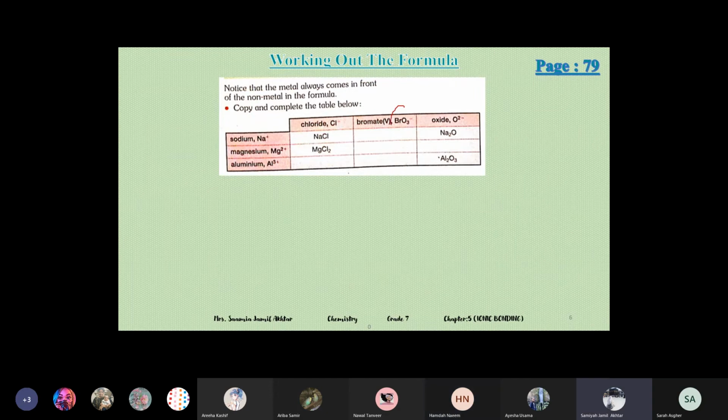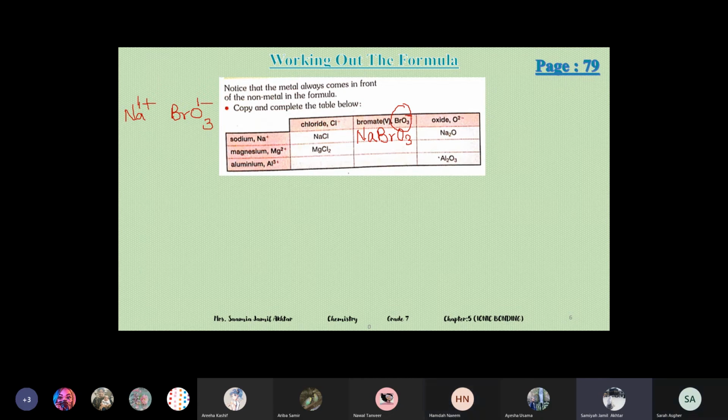Sodium bromate. See, now this is again a molecular ion, bromate ion, having one minus charge. So sodium and bromate. Sodium ion is 1 positive, and bromate ion BrO3 is negative. Is it balanced or do we need to write any number? Balanced. 1 positive and bromate is 1 negative. Already balanced. So what will be the formula? NaBrO3. Simple.